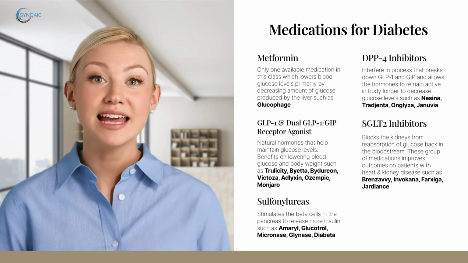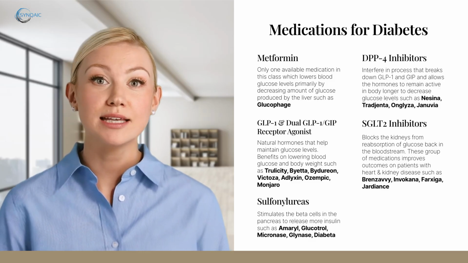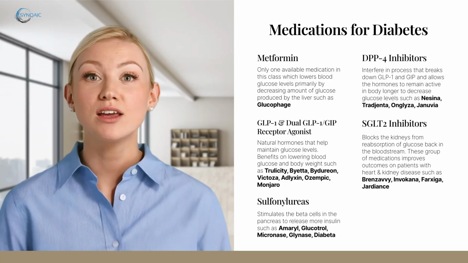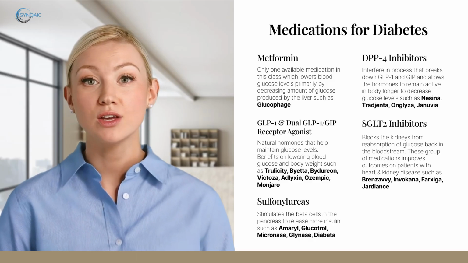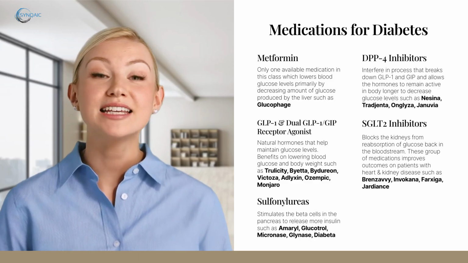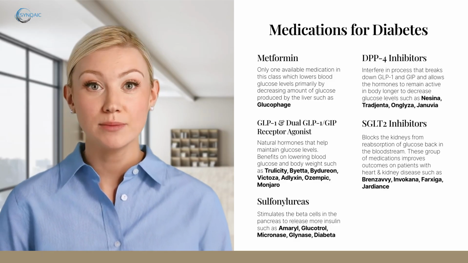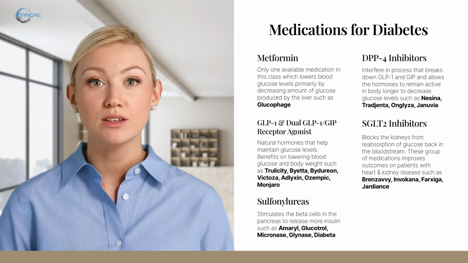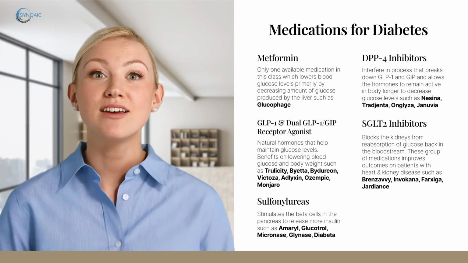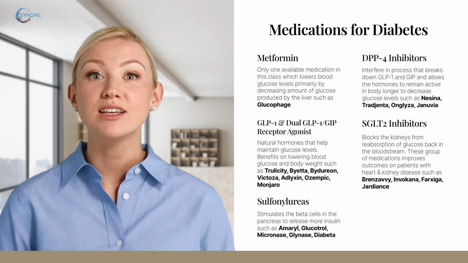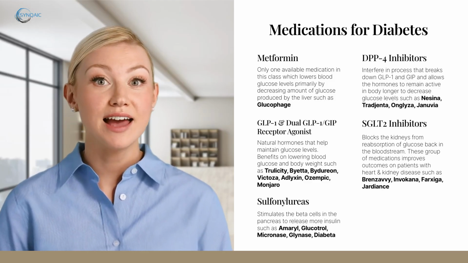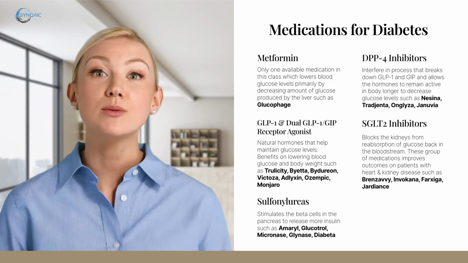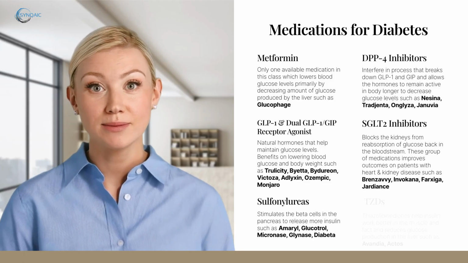Sulfonylureas have been used since the 1950s to stimulate the pancreas's beta cells to release more insulin. The three main sulfonylurea drugs used today are glimepiride, Amaryl, glipizide, Glucotrol, and Glucotrol XL, and glyburide, Micronase, Glynase, and Diabeta. These medications are typically taken 1 to 2 times a day before meals. While all sulfonylureas have similar effects on blood glucose levels, they differ in their side effects, dosing frequency, and interactions with other drugs. The most common side effects of sulfonylureas include low blood glucose, hypoglycemia, and weight gain.